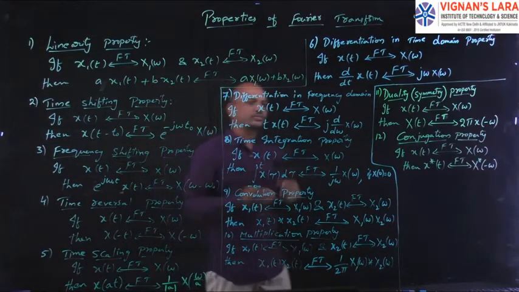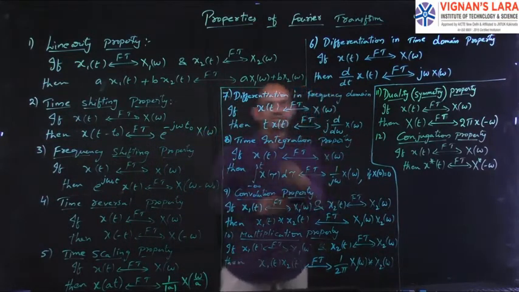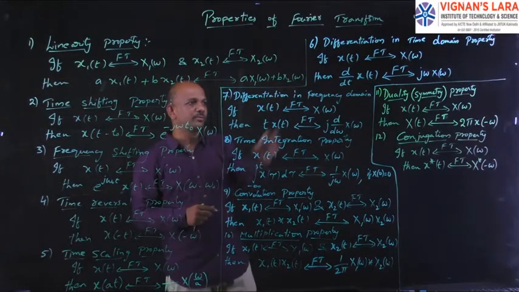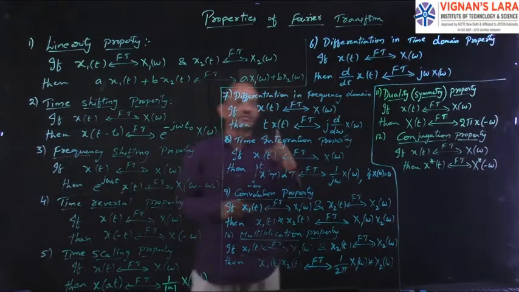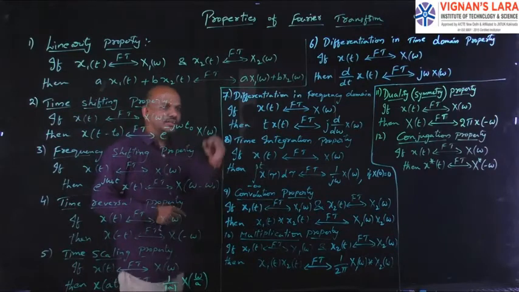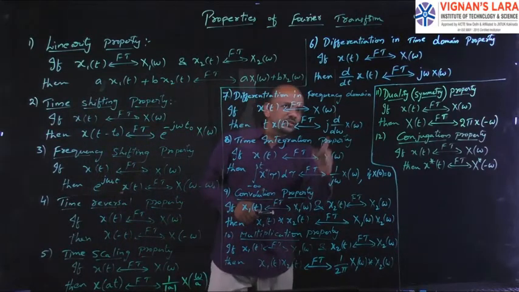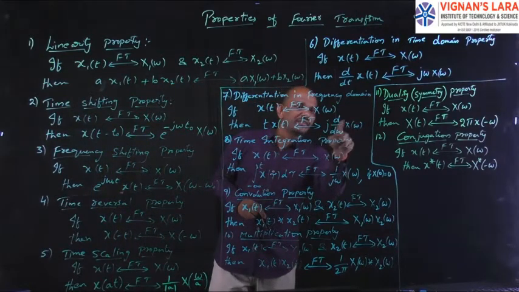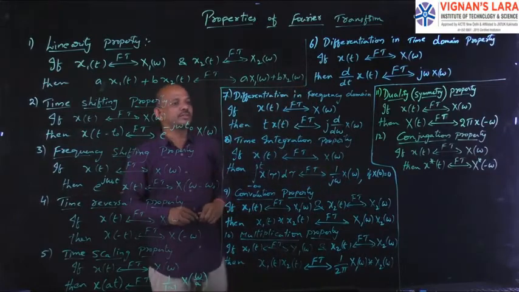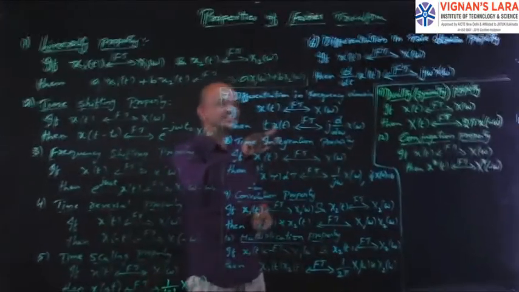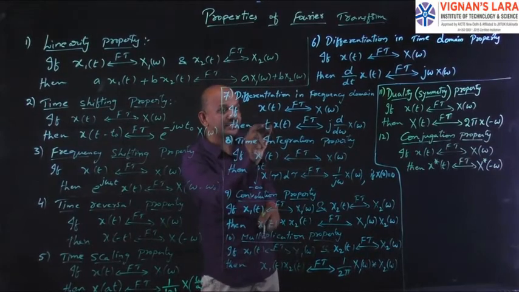So for that also we need only one signal. Hence I have taken, if x of t is having a Fourier transform x of omega, then we have to go for the differentiation in frequency domain. That means I am multiplying the given signal with t.